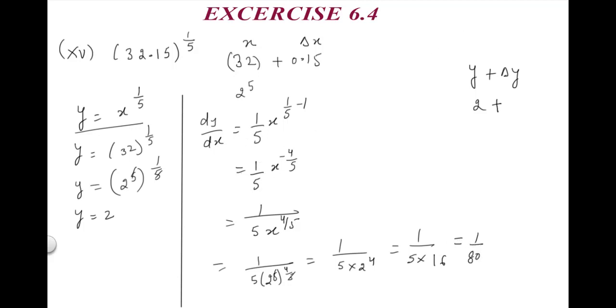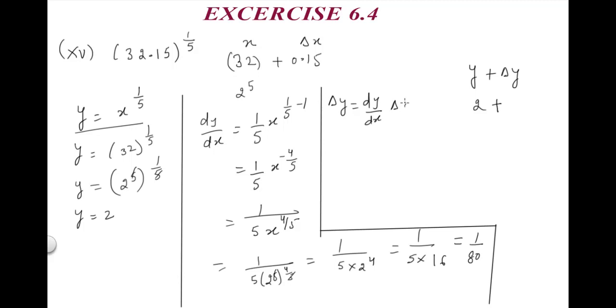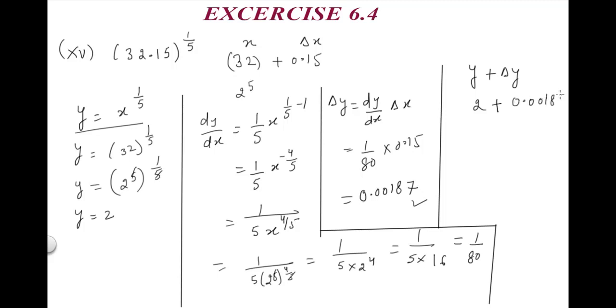Let us find out delta y now. So to calculate delta y, we will solve it as dy by dx multiplied with delta x. Dy by dx is 1 upon 80 multiplied with 0.15. Solving it, we get 0.00187. Now we will put it here, 0.00187. So by adding it, we get 2.00187 as the answer for question number 1, part 5.